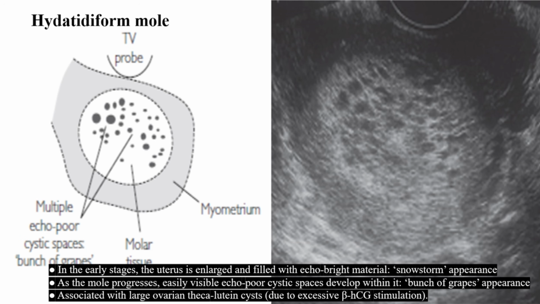due to the excessive beta HCG stimulation. Here you can see the schematic diagram, and this one is the adjacent sonogram, and here you can see the myometrium of the uterus, and within the endometrial cavity you can see the molar tissues. In the sonogram you can see the multiple cystic spaces which are giving the bunch of grapes appearance. So these are the sonographic features of hydatidiform mole.